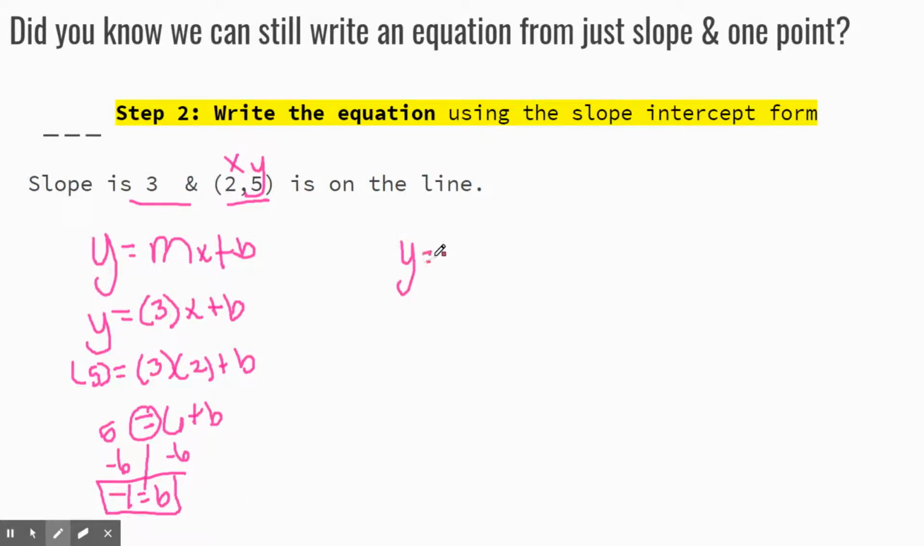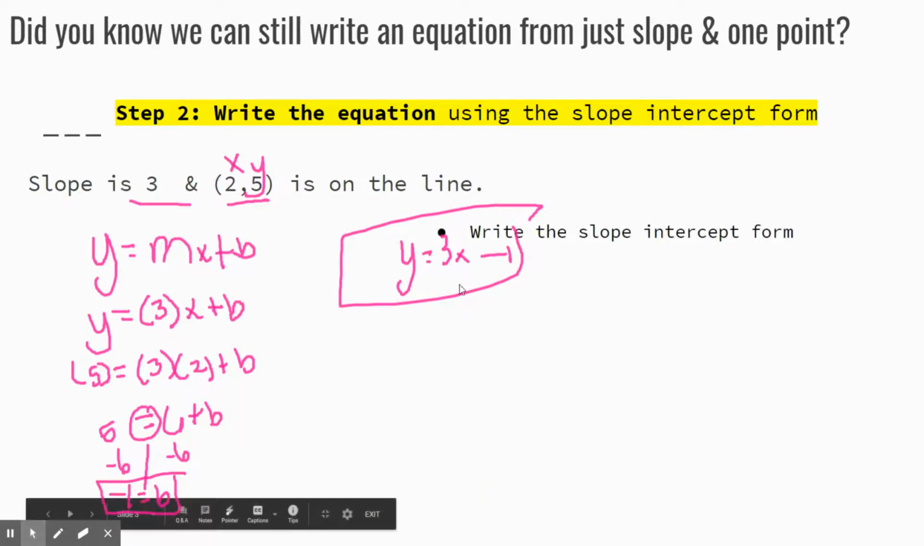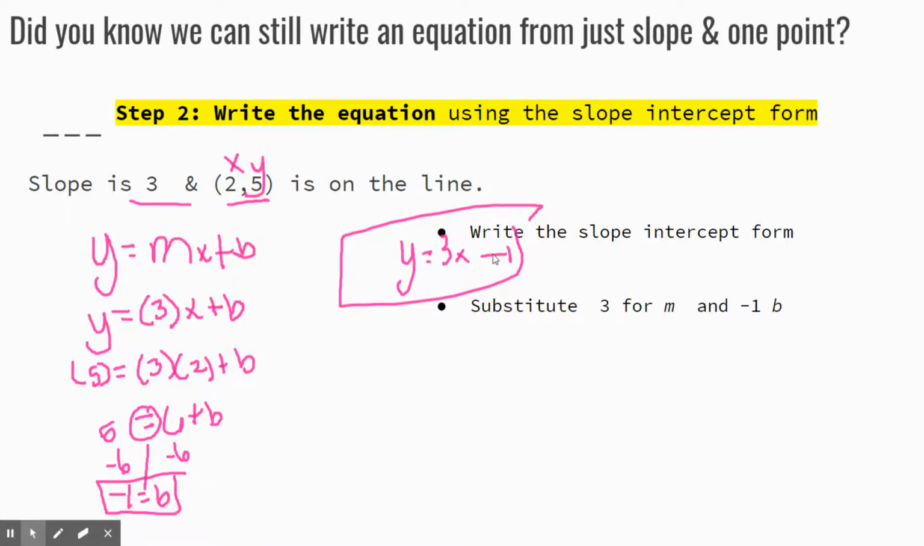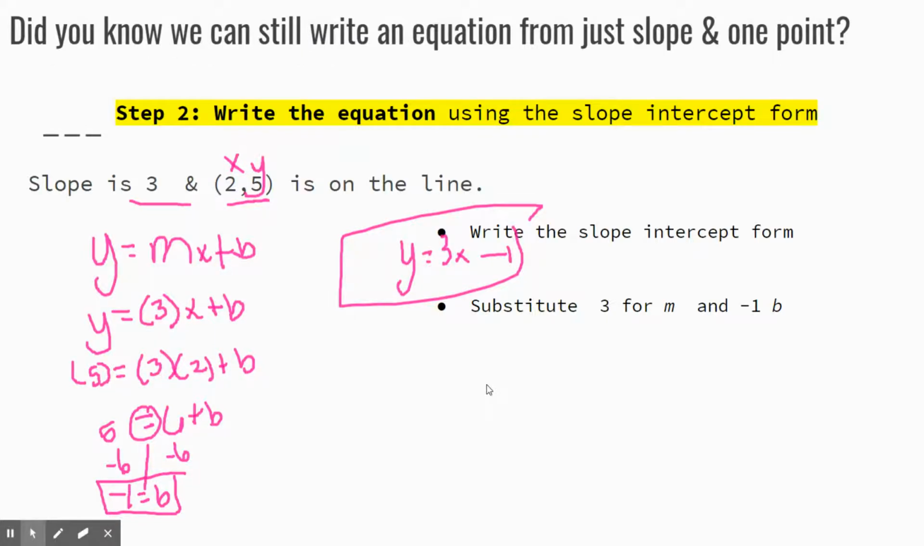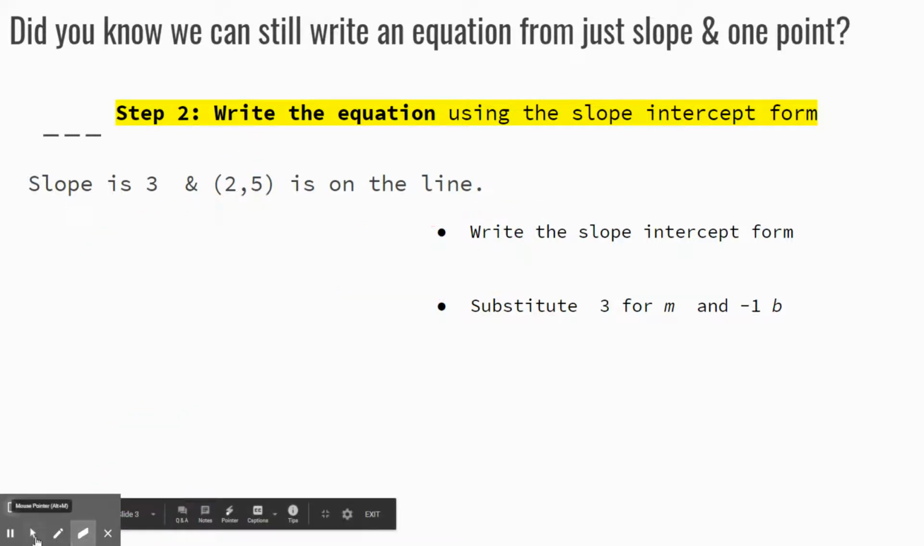So I have y equals 3x, and my b is negative 1, so minus 1. And there is my equation. So I wrote it in slope-intercept form, plugged the 3 in for m, and the negative 1 in for b. If you need a few more moments, please pause and go back, but I'm going to continue forward on to some more example problems for us.